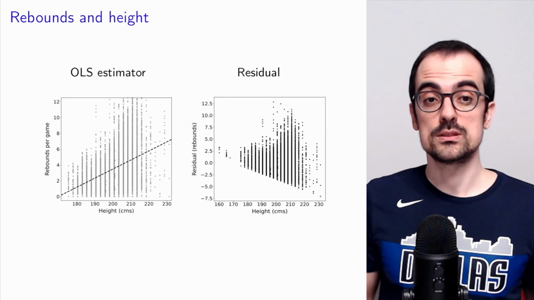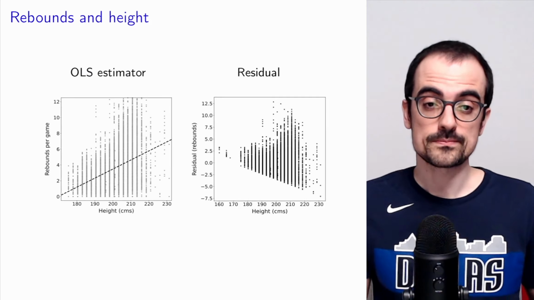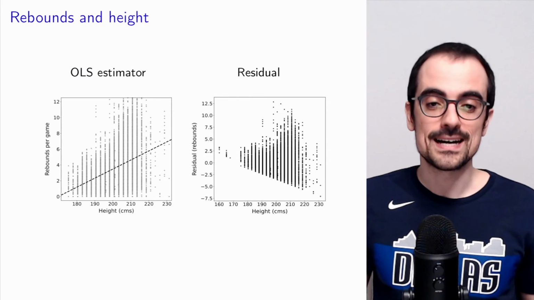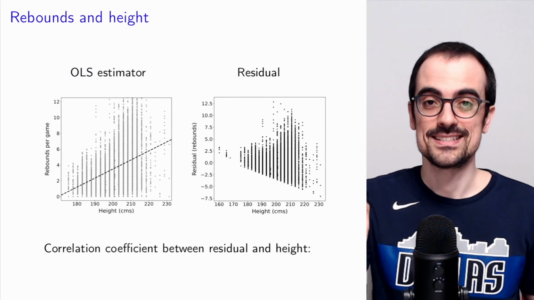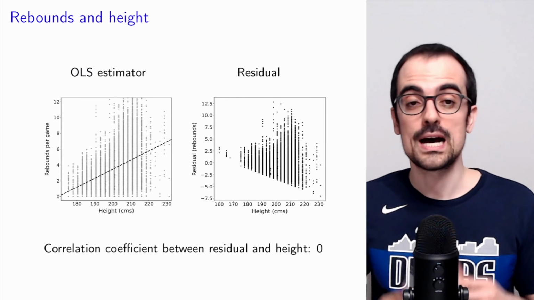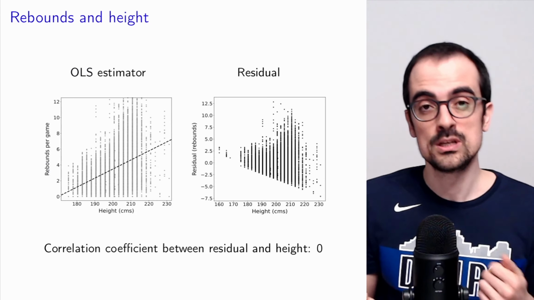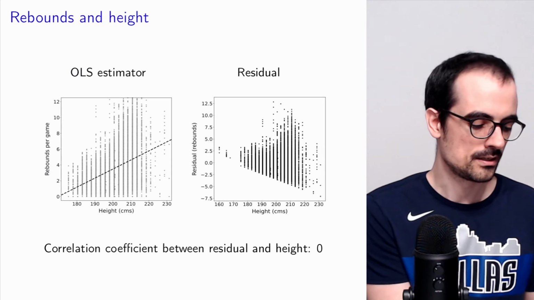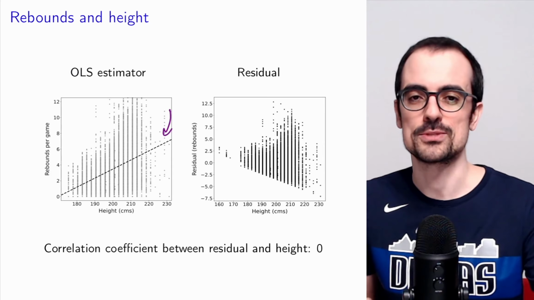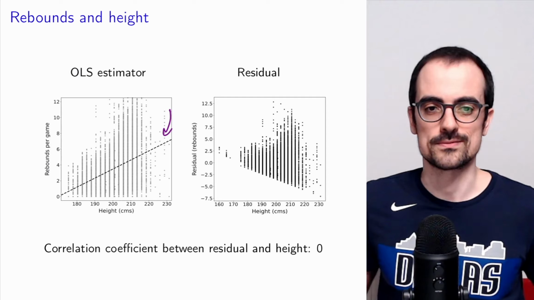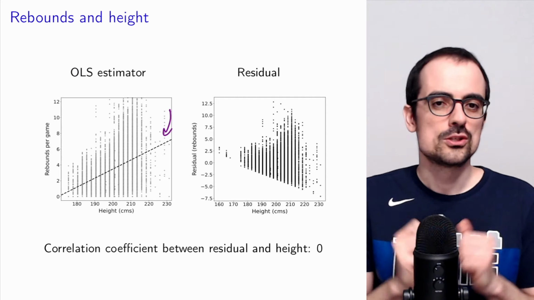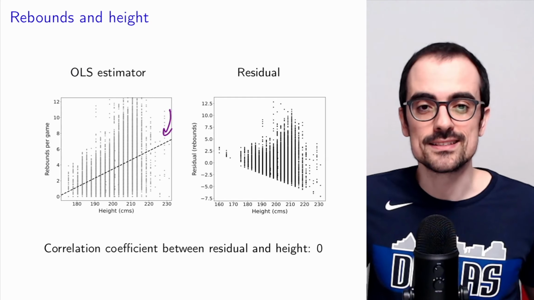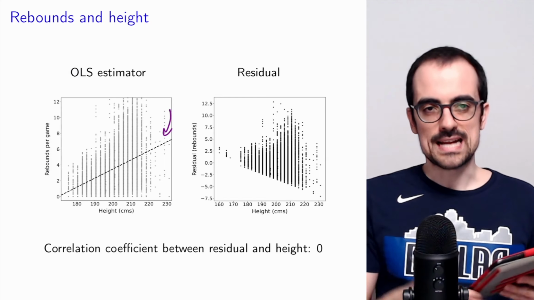If I compute the sample correlation coefficient between the residual and height, I find that it's exactly 0. So height is uncorrelated with the residual as expected, because if it wasn't uncorrelated, we could improve this line and obtain a better estimate in terms of a least squares cost function. So the question arises, is this residual independent of height? Now let's think what that would mean.